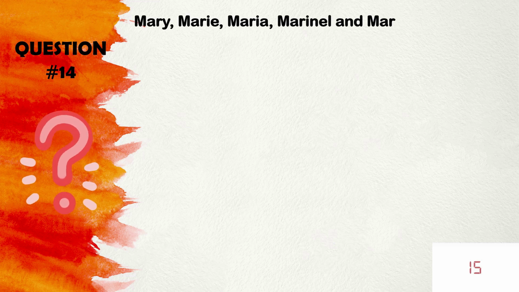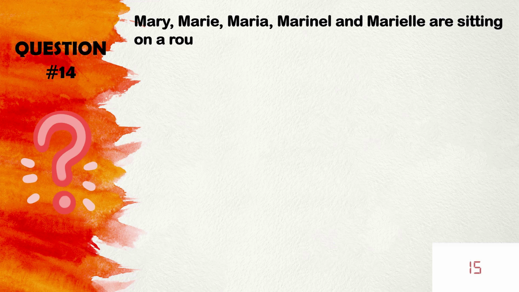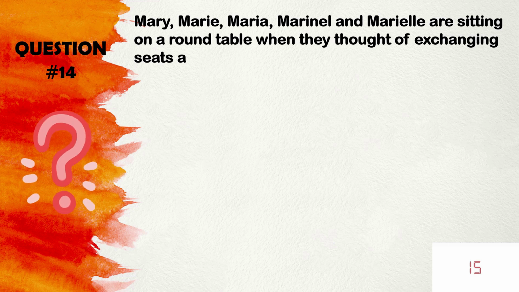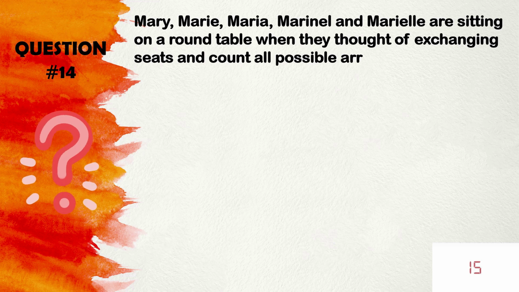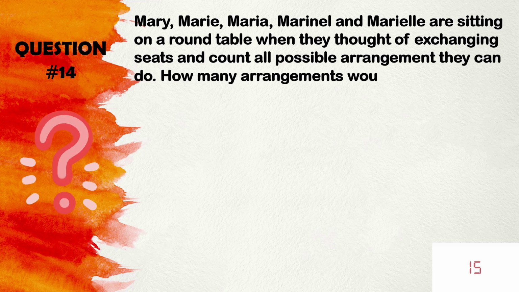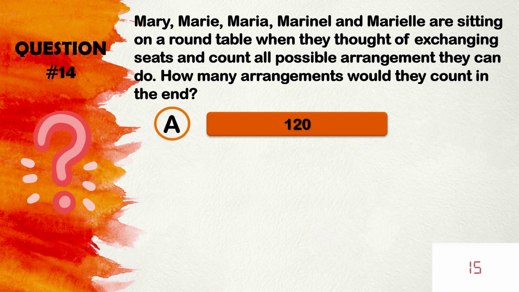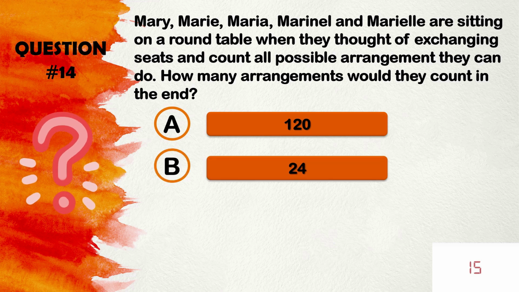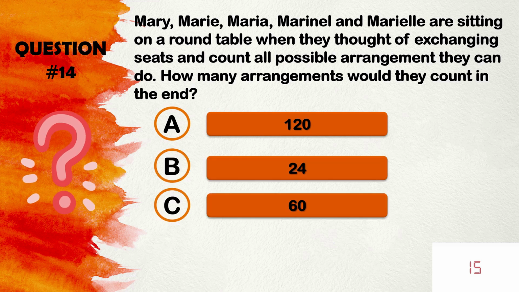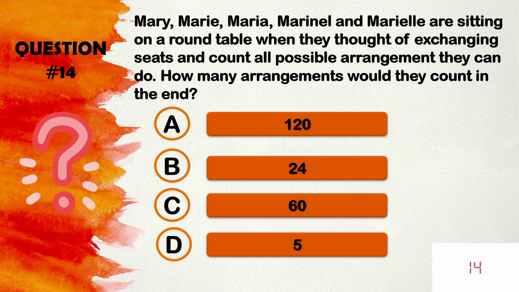Question number 14. Mary, Marie, Maria, Marinelle, and Marielle are sitting at a round table when they thought of exchanging seats and counting all possible arrangements they can do. How many arrangements would they count in the end? Letter A, 120. Letter B, 24. Letter C, 60. And letter D, 5.